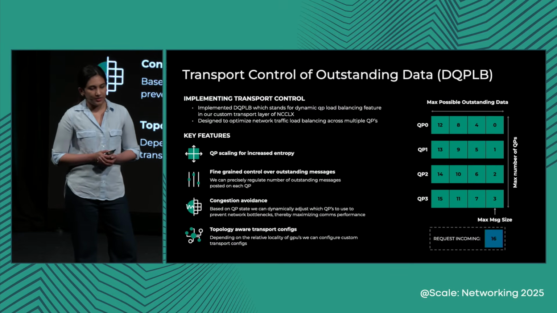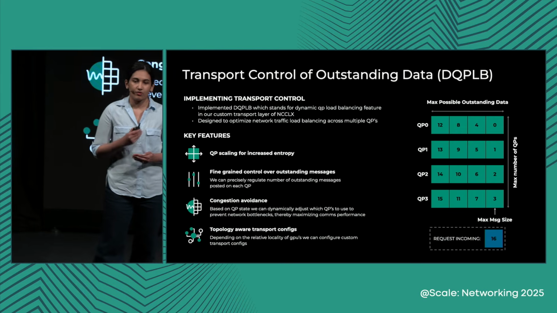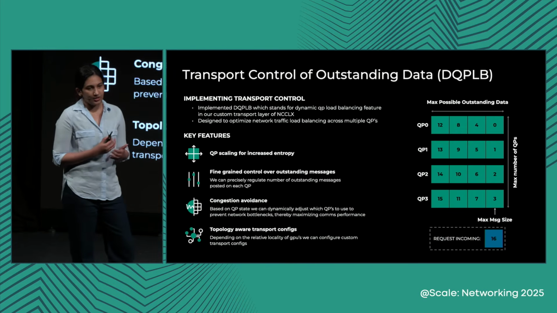By tuning these parameters on a per network layer basis, we can limit the chance of incast or congestion happening on the network and also minimize the buffer buildup along the network paths.